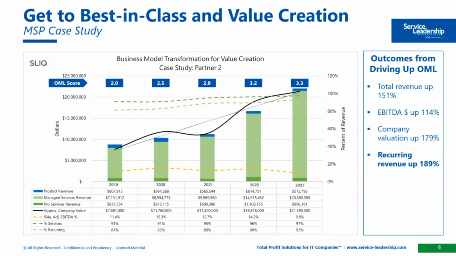You can see they were able to increase their profitability. They were able to improve their recurring revenue by 189%. They grew their company valuation by 179%. Those impressive results you see here is all driven by improving their operational maturity level, which is what SLEEK is all about.